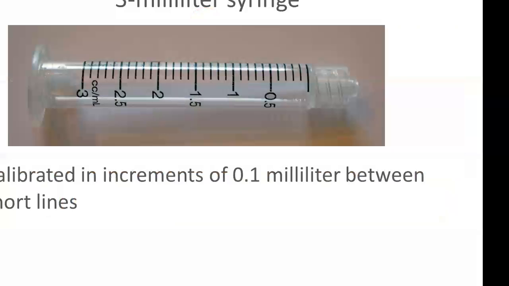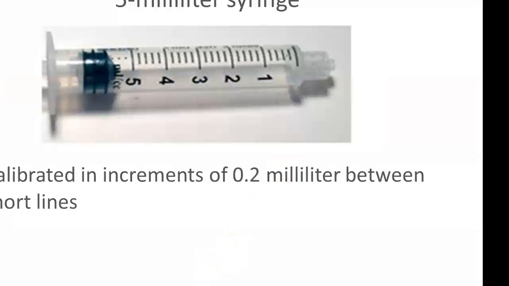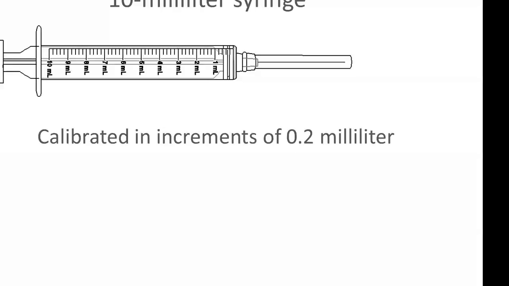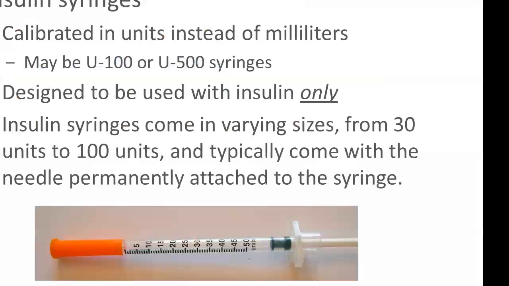And this is just a 3 milliliter syringe, and you can see how precise you can get with that, because it only has 0.5, so it'd be 0.1, 0.2, 0.3, 0.4, and 0.5. Okay, and that's a 5 milliliter. And this is a 10 milliliter and a 20 milliliter.